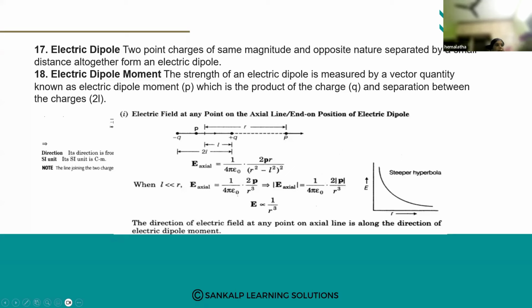Now it is axial. The direction of the electric field at any point on the axial line is along the direction of the electric dipole moment.